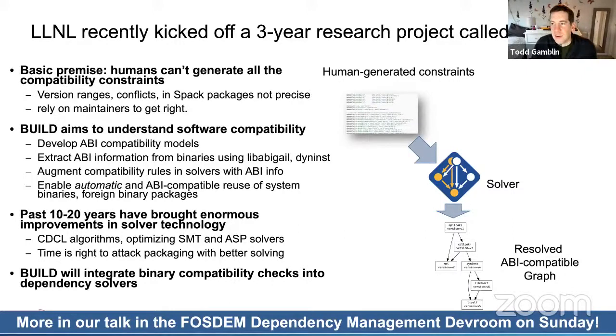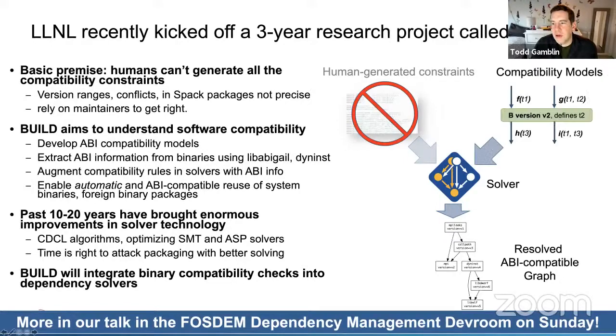How do we extract those from debug information for libraries? So we're looking at libabigail and dynance to do that. And how do we integrate that into solvers? And so ultimately, the goal would be to take these sort of lengthy human-generated constraints that we have in Spack packages, get rid of them, and use models of libraries that take into account the sort of entry and exit calls of the libraries and their data types.